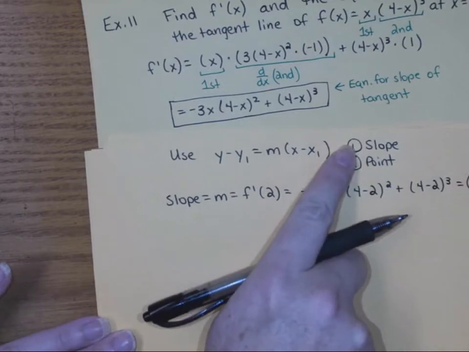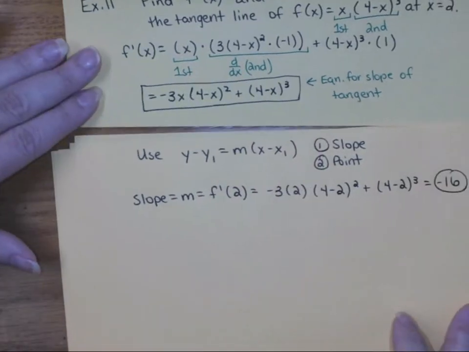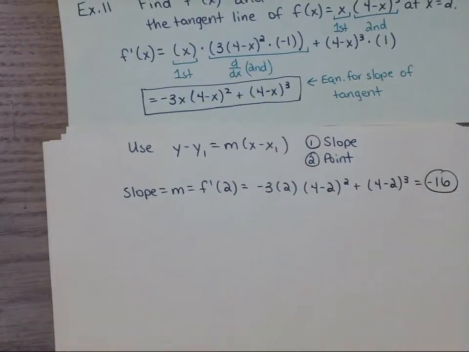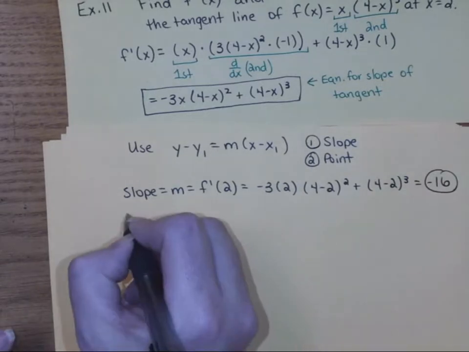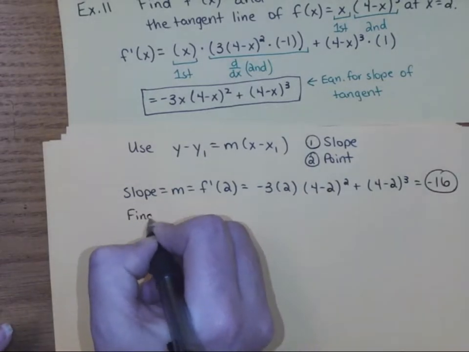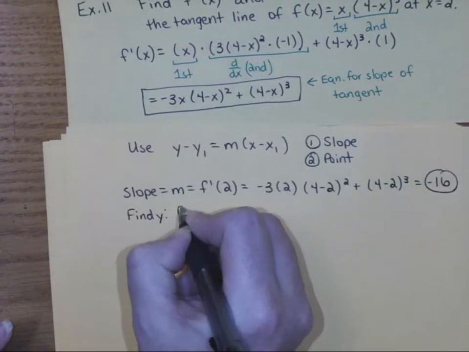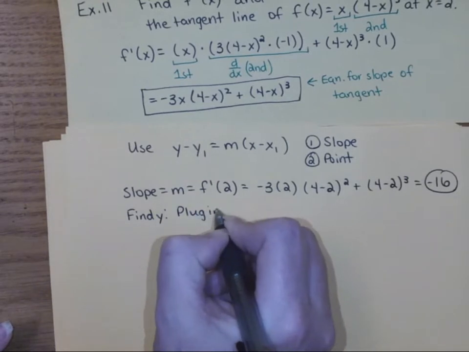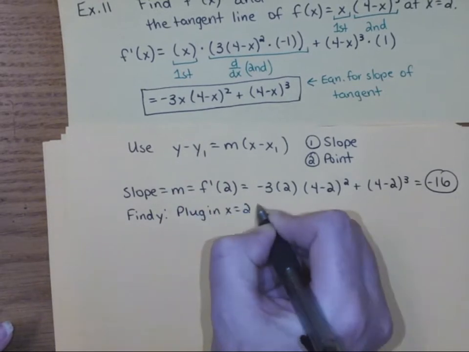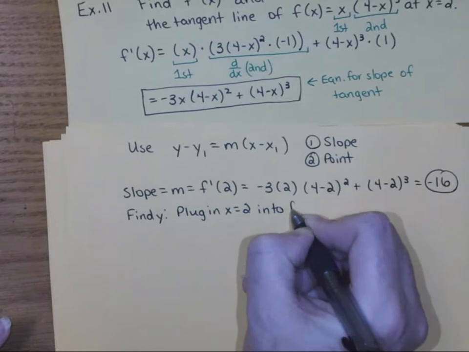So we have a slope, now we need a point. We have the x part of the point, but we need to find the y. And you always find the y by plugging in the x you were given into the original.